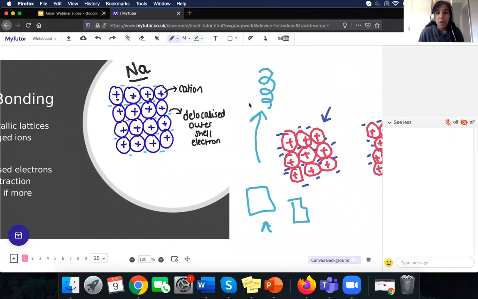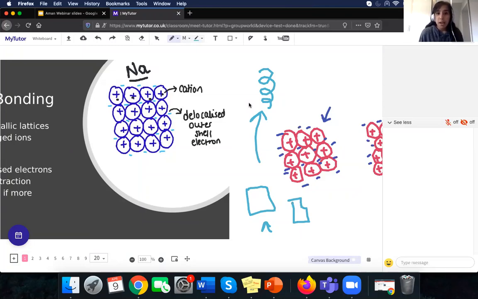Okay, someone's asking, why does it have a high melting and boiling point? And that is simply because of those electrostatic attractive forces between the cations and the electrons. They're really important and they're very strong, and so that means that we have to apply a lot of heat to melt or boil a metal.